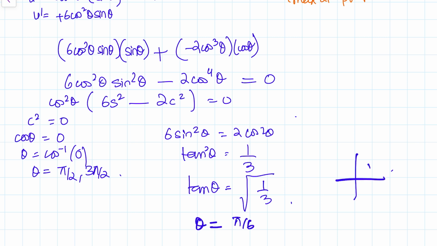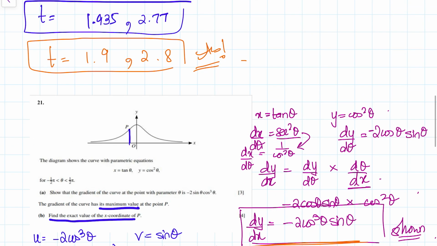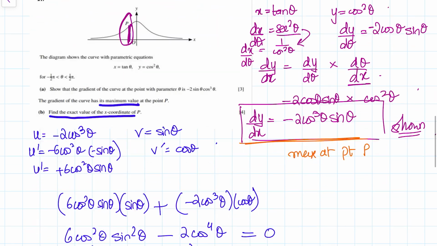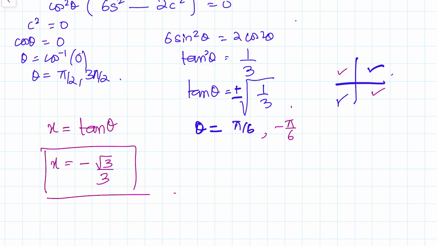Now tan is positive in the first and third. Okay, so we can also get negative because when there's a plus minus under root, there's a plus and a minus. So we can also accept a minus pi by 6. Okay, what is the value of x? x is tan theta. And we can clearly see that it is to the left side of the negative x-axis. So we can input tan negative pi by 6. We get minus root 3 upon 3, which is the exact x value of P.